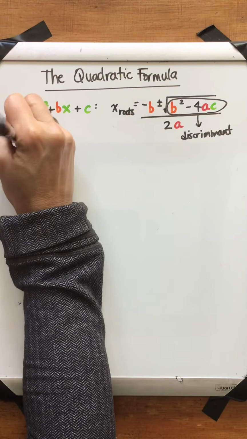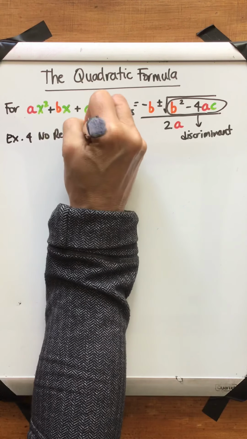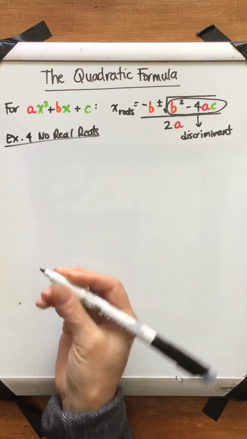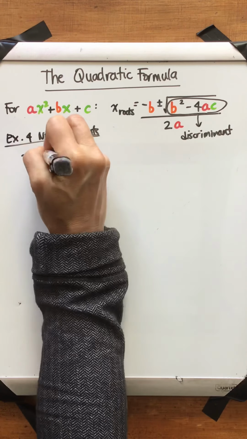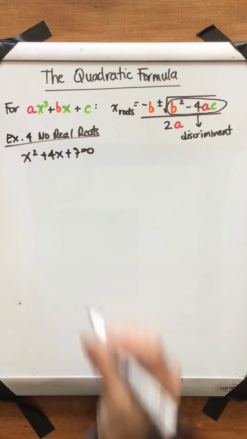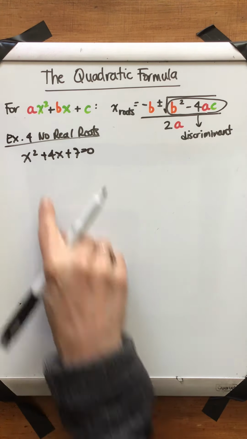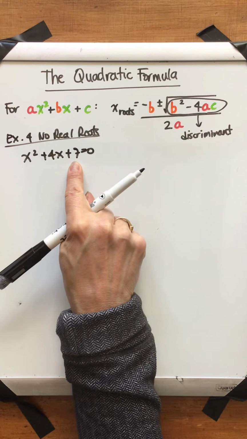So for example 4, no real roots. We have the equation x squared plus 4x plus 7 equals 0, and we're asked to solve it. In other words, find out where its x-intercepts are. So again, if you can factor it, you want to do that first.